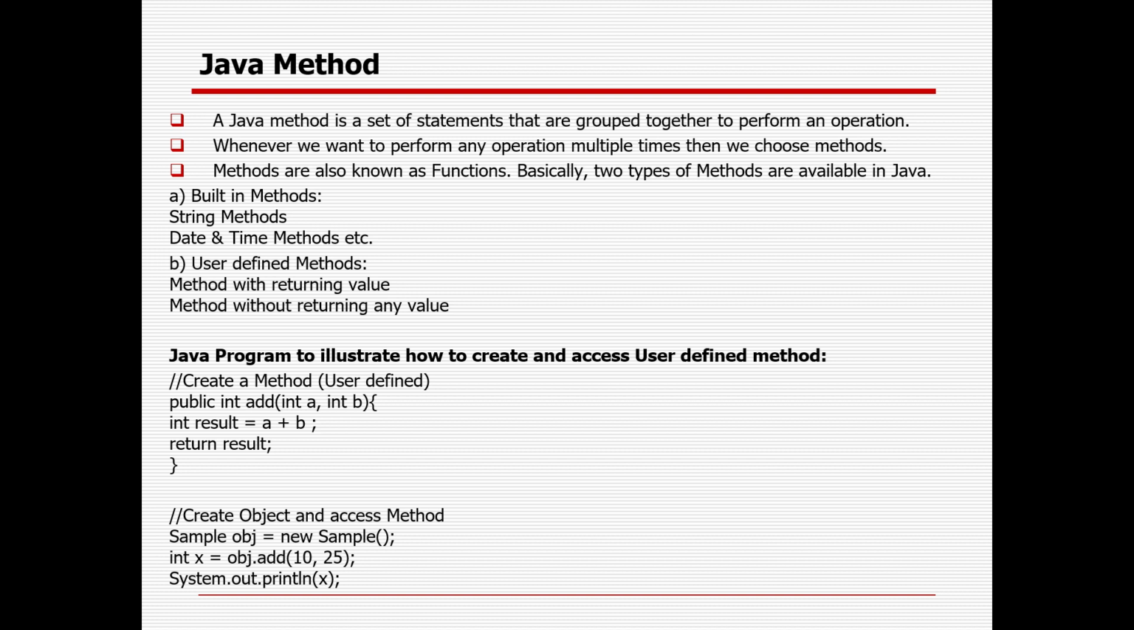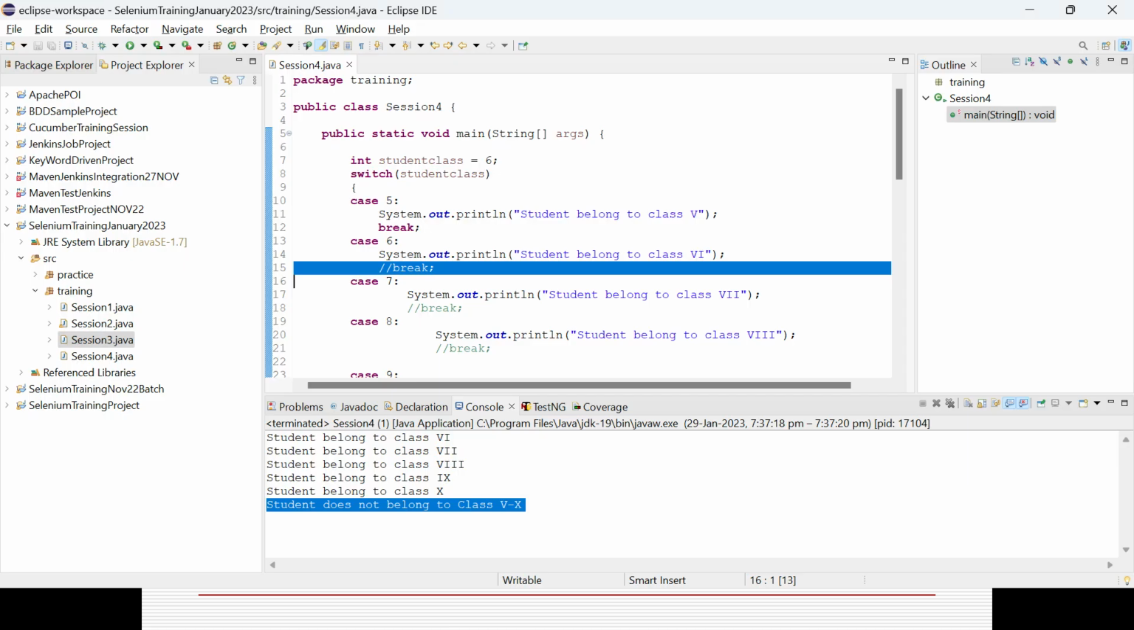Date and time methods will be covered in today's session only. And the second one is user-defined method, where there are two categories again. Method with returning value, it will return the value as a data type. And one is without returning any value. So why is a method required? Let's try to understand first.